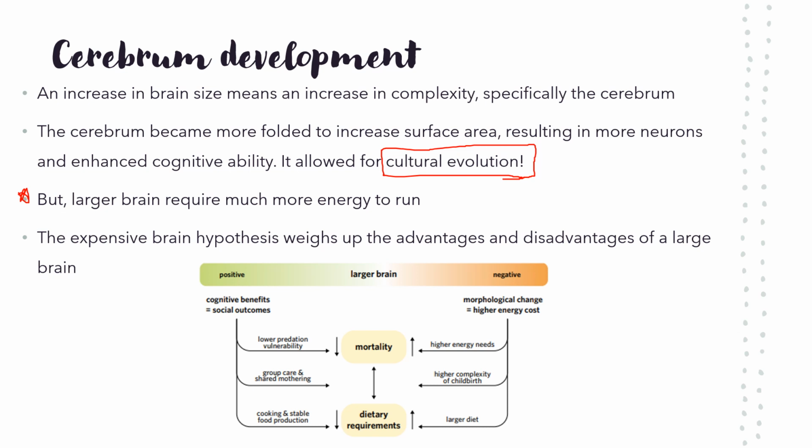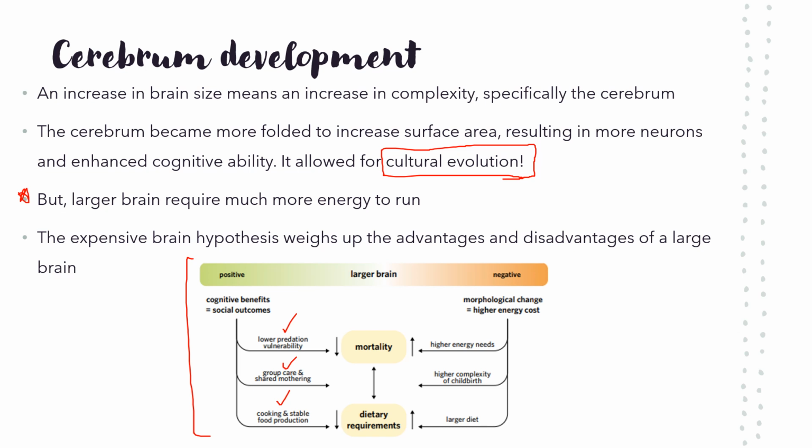So the expensive brain hypothesis weighs up the advantages and disadvantages of having a large brain. We obviously must have decided at some point, well, not us, something must have decided along our evolutionary pathway that a bigger brain had more benefits than cons, but it still definitely has cons. Of course the positive is lower predation, so we're less likely to get eaten. Group care, shared mothering, cooking, stable food production, cultural evolution, all these things have resulted from having a large brain.